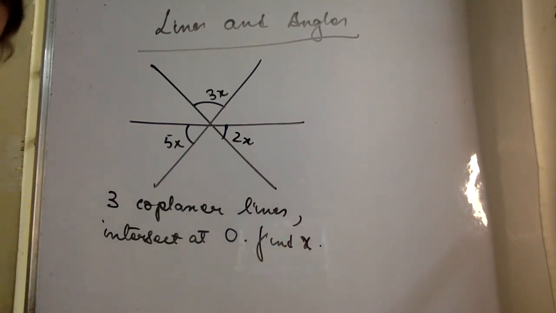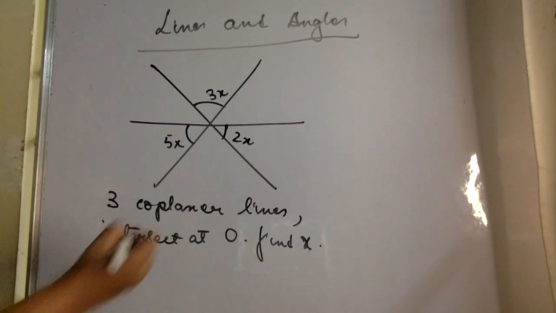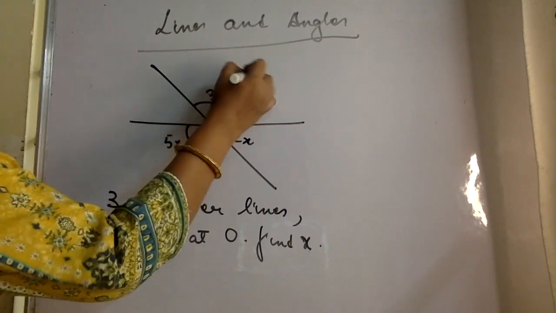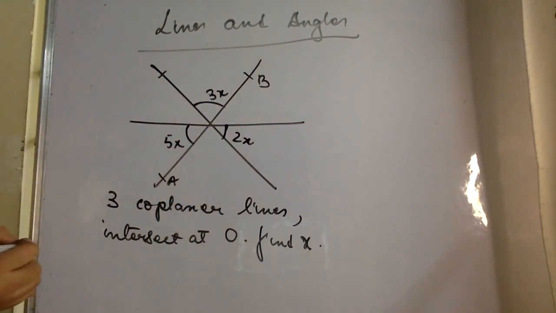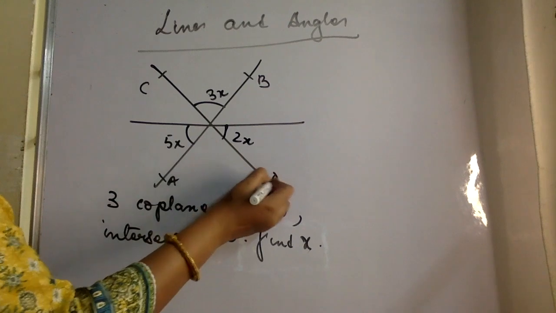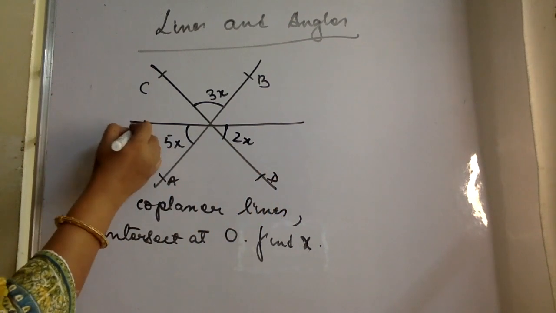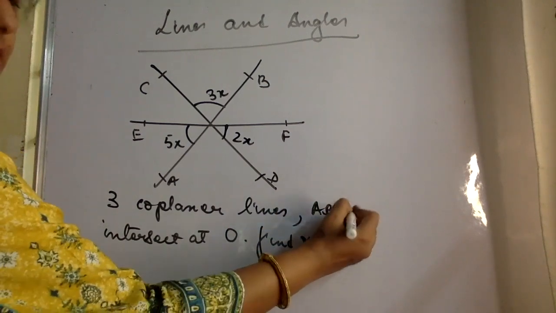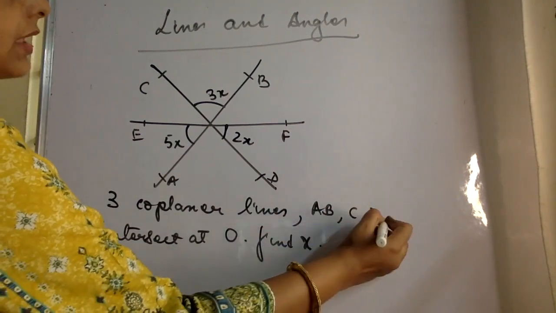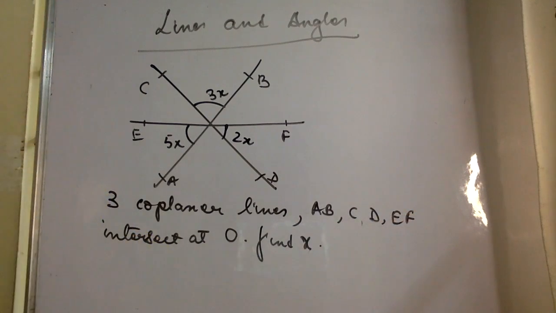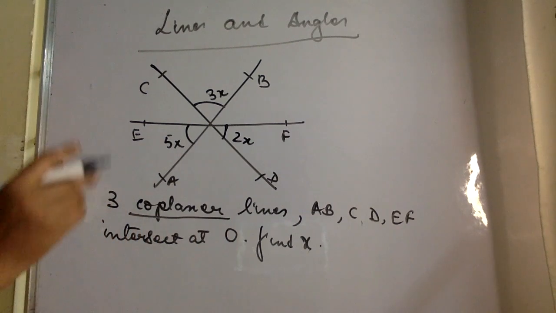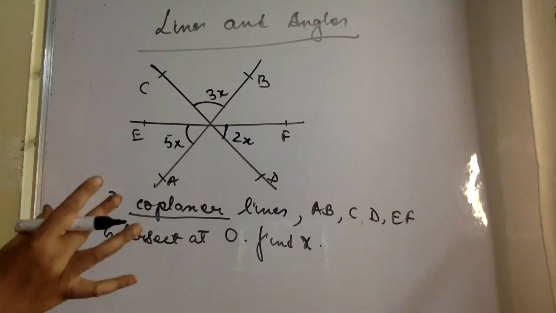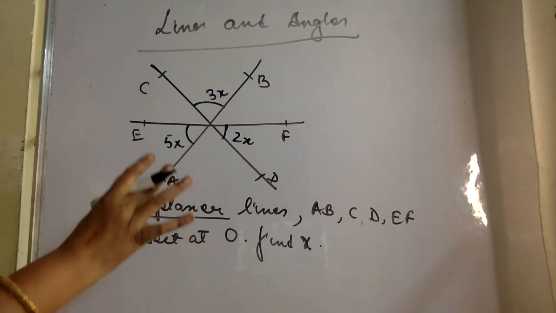And what are the coplanar lines? Here I have A, B, C, D and E, F. A, B, C, D and E, F. These are the three coplanar lines. Now, what's the meaning of this word? Coplanar lines means these three lines have to lie in one plane.